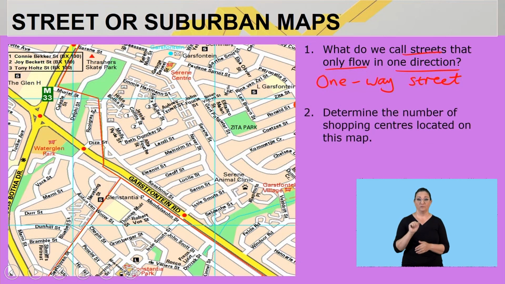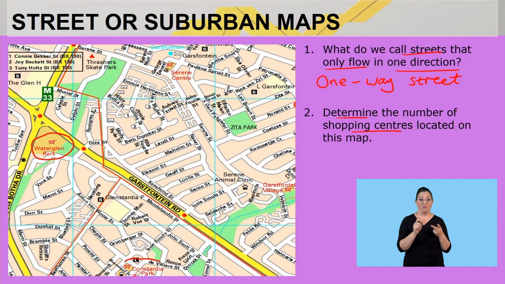In question number 2, we would like to know, determine the number of shopping centers located on this map. Remember, one of the key outcomes of the lesson is that you must be able to identify key symbols given on a map. If I look at what is presented, here I can see already a shopping center. And how do I know? We can see it's like a trolley, a shopping trolley. So that's one there.